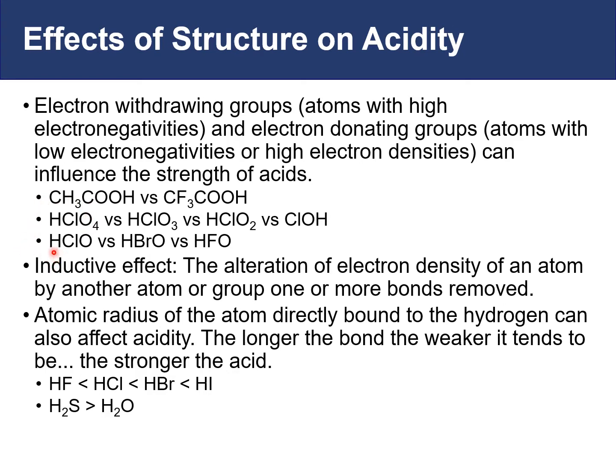We could look at hypochlorous, hypobromous, and hypofluorous acid. Each one of these has a hydrogen that's bound to the oxygen. The oxygen is then bound to the various halogens. And in each case, it's what is bound to the oxygen. Well, in the case of the hypofluorous acid, the oxygen is bound to a fluorine, which is the most electronegative. So this one here would be the most acidic. HBrO, which would be a bromine bound to the oxygen, bound to the hydrogen, would be the least acidic of the group, and HClO, hypochlorous acid, would be in between.